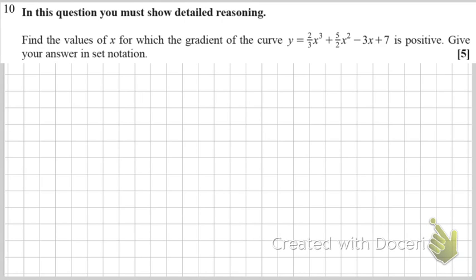Otherwise, actually, relatively straightforward question apart from the very last bit. Gradient of this curve, so differentiate. We want the gradient to be positive, so gradient expression greater than 0. I'm going to factorise that now.